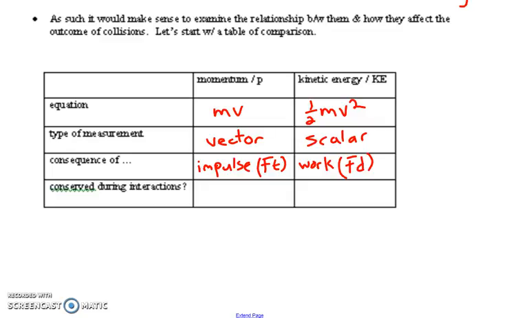And probably most importantly, are they conserved during interactions? Well, with momentum, we said yes. For every type of situation, there is a conservation of momentum, unless there's an external force on our system. With kinetic energy, is that always conserved? The answer is sometimes. And we want to look at those situations where it is and where it isn't. If you're wondering, why sometimes, why not always? What's always conserved is total energy.